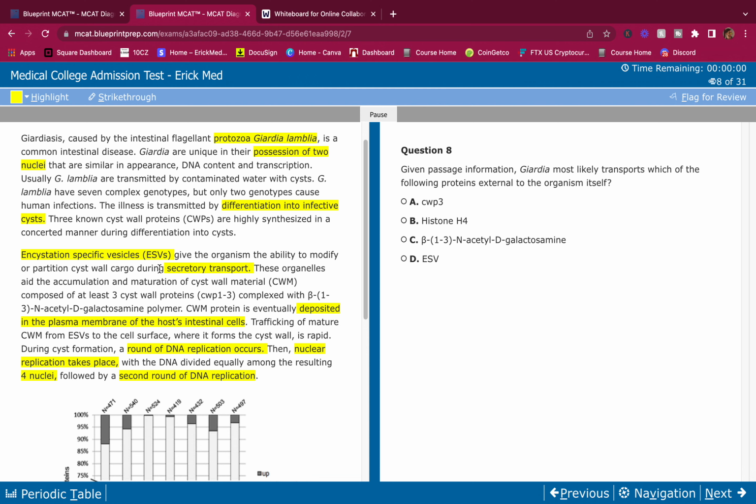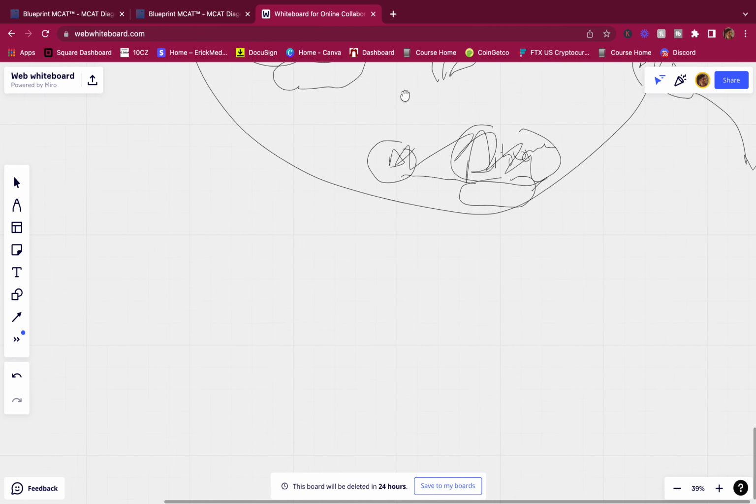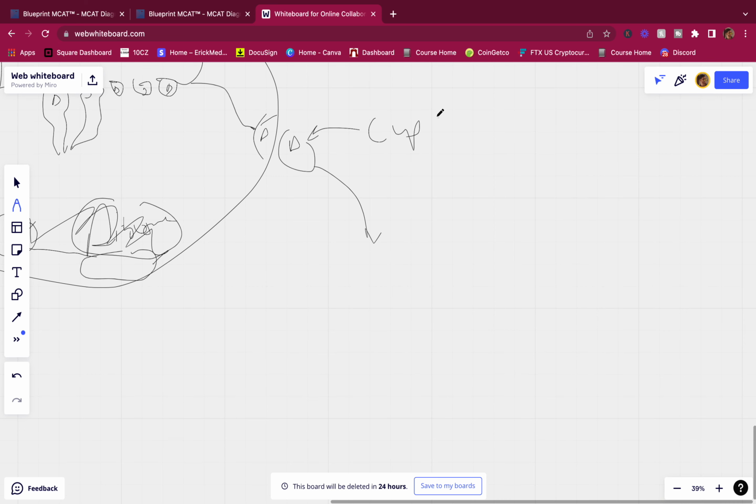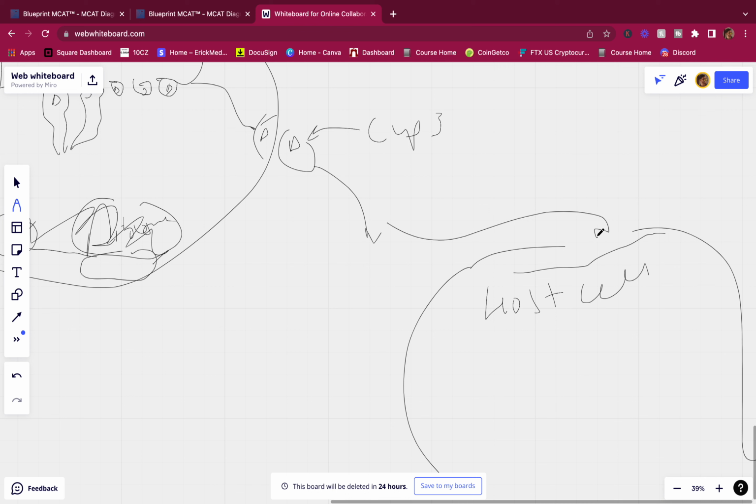vesicle here. Okay, so this vesicle transports the CWP protein to the plasma membrane and ejects that CWP3, that CW protein, and that protein goes and then deposits into the host cell, into another cell. All right, so this is what it does. So that protein, let's say this one actually is CWP3. That goes, and then let's say this is a host cell. That goes, and then it gets deposited into the host cell plasma membrane.